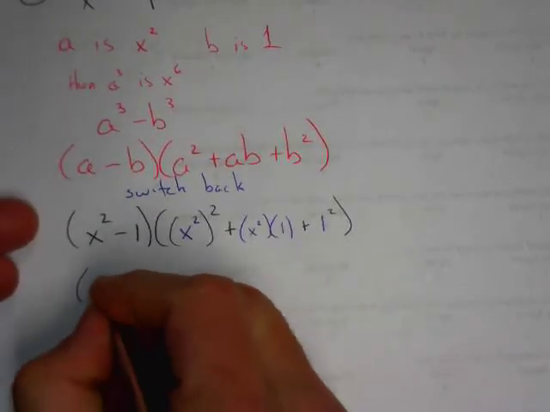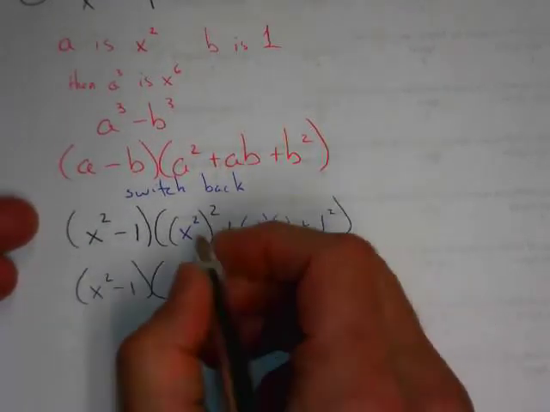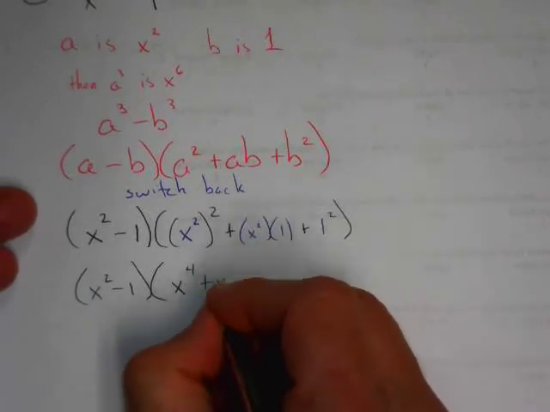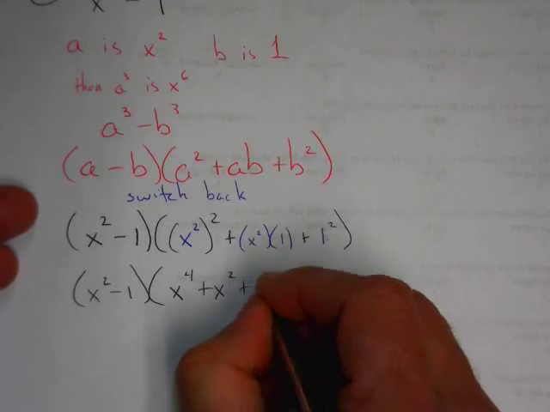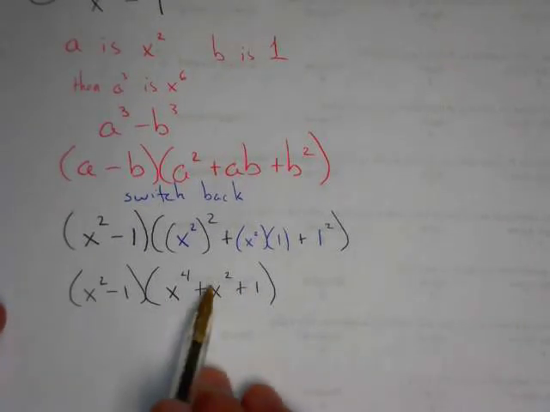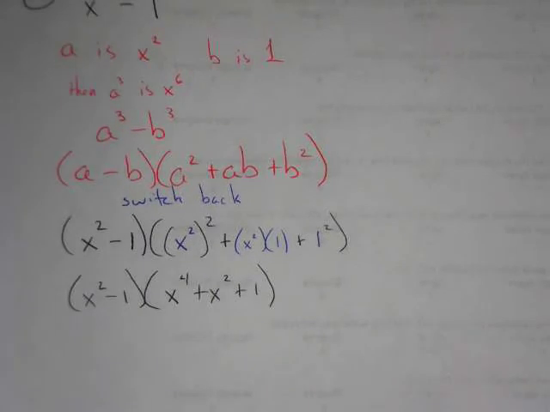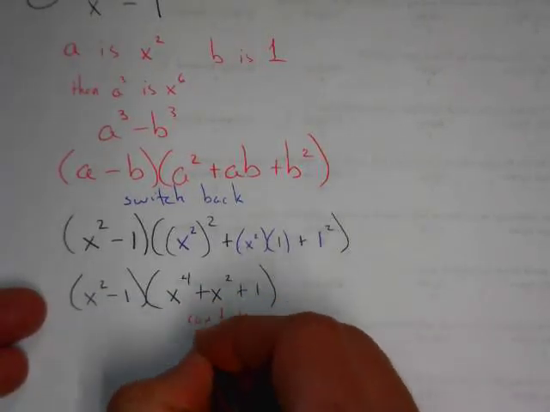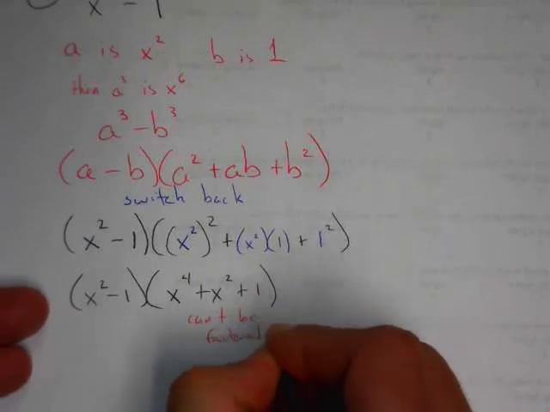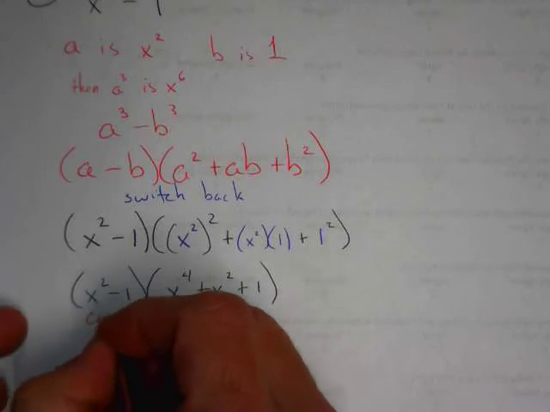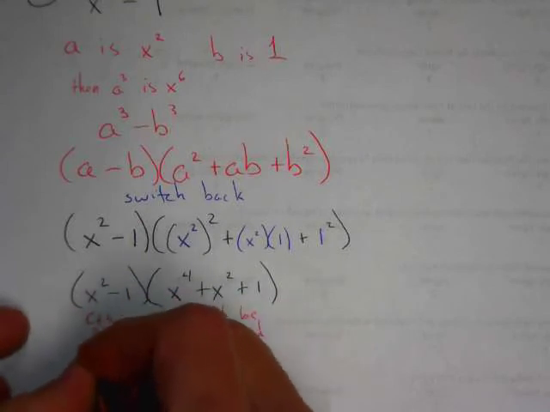All right, so we have x squared minus 1 as our first factor. Then this is going to be x squared squared, or x to the 4th, and then plus x squared, and then plus 1. And this cannot be factored, right? So that one's done. Remember I mentioned your alarm bells going off? Did you recognize that this can be factored? Yes, can be factored.